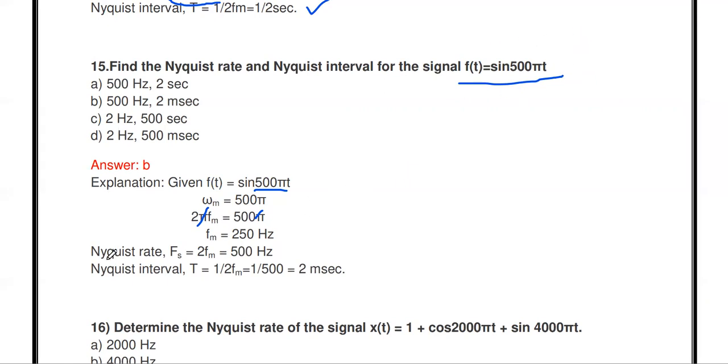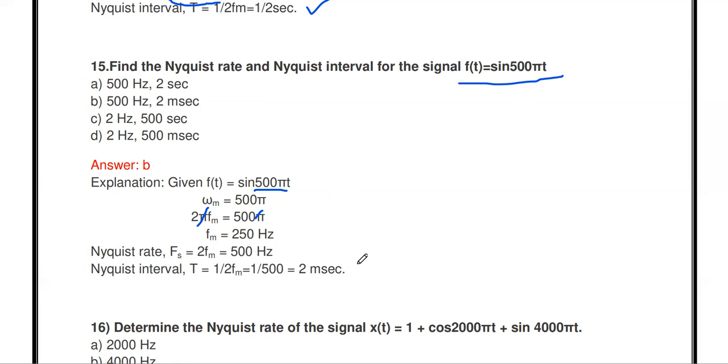Therefore, what is the formula for the Nyquist rate? The Nyquist rate is nothing but the minimum sampling rate. So Fs is equal to 2 into Fm. So 2 into 250 is 500 hertz. Then the Nyquist interval is 1 divided by this Fs value, so 1 by 500.